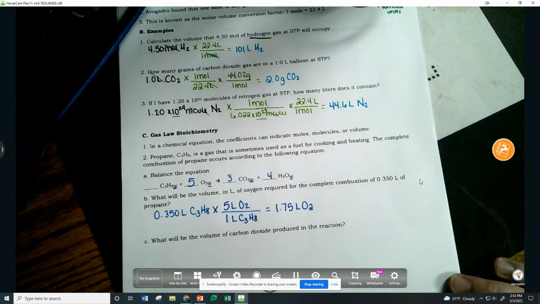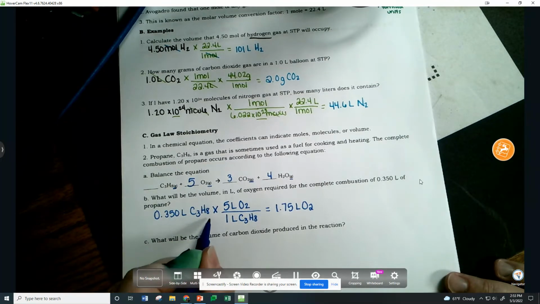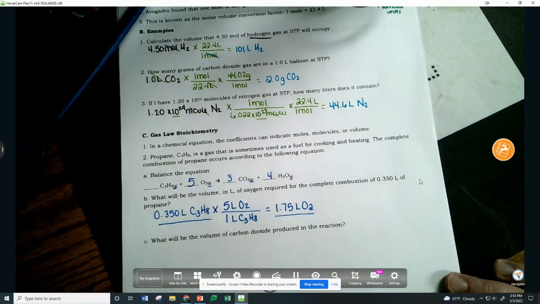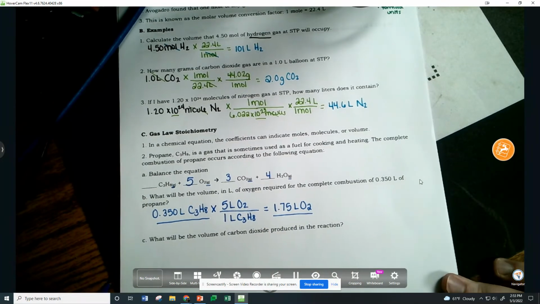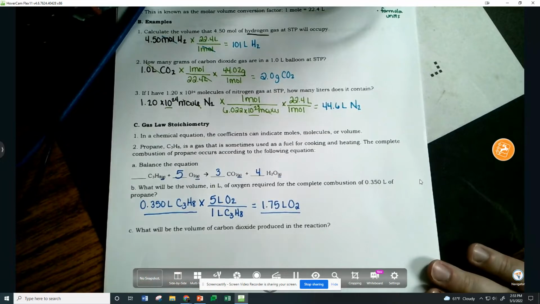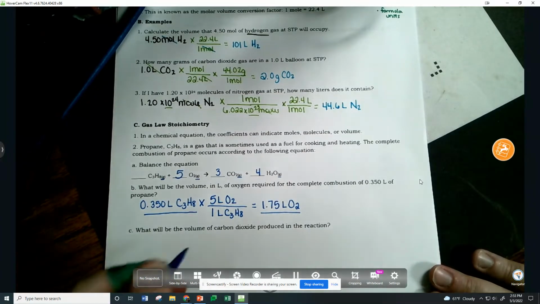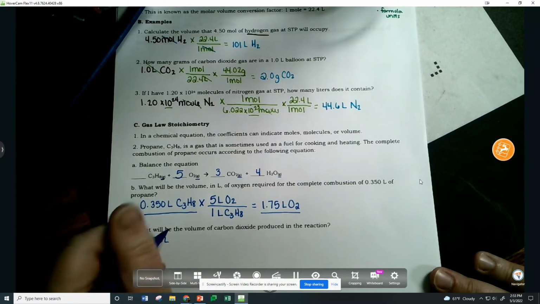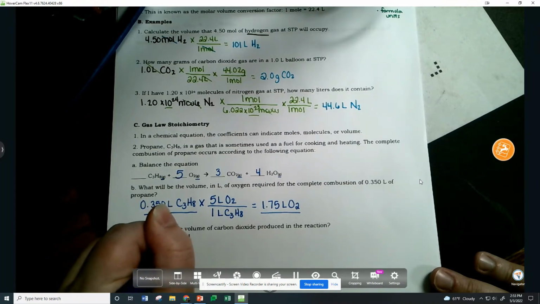Now in letter C, we want to figure out how much CO2 would be produced. You can have two different givens here. You could start with either the 0.35 or you could start with the 1.75. Either one is okay to use. It's just based on your preference. I'm going to just use the 0.35. So I'm going to use 0.35 liters of C3H8.